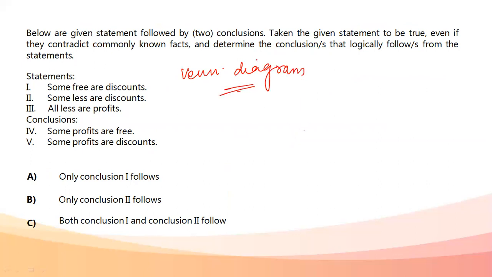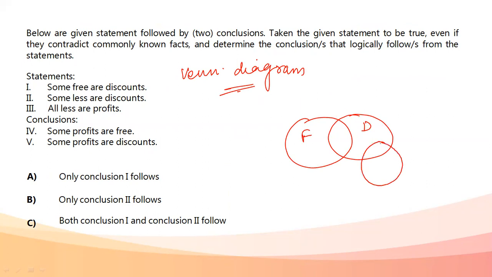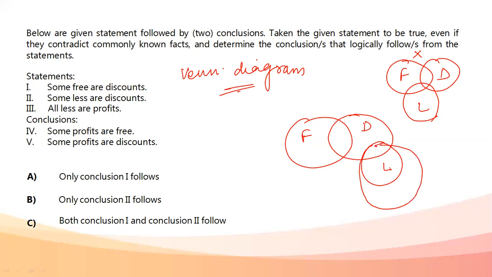Okay, some frees are discounts, so this is free and this is discount. Some frees are discounts. Okay, now some lesses are also discounts, so I'm going to draw it here, that some lesses are also discounts. Now it could also happen this way, that free, discount, and less overlap, and some less also becomes discount. In that case, some less also becomes free. But I'm not going for the case where everything is overlapping. Let's look at it in this way, that some lesses are also discounts. Okay, now all lesses are profits. So all less becomes profit.